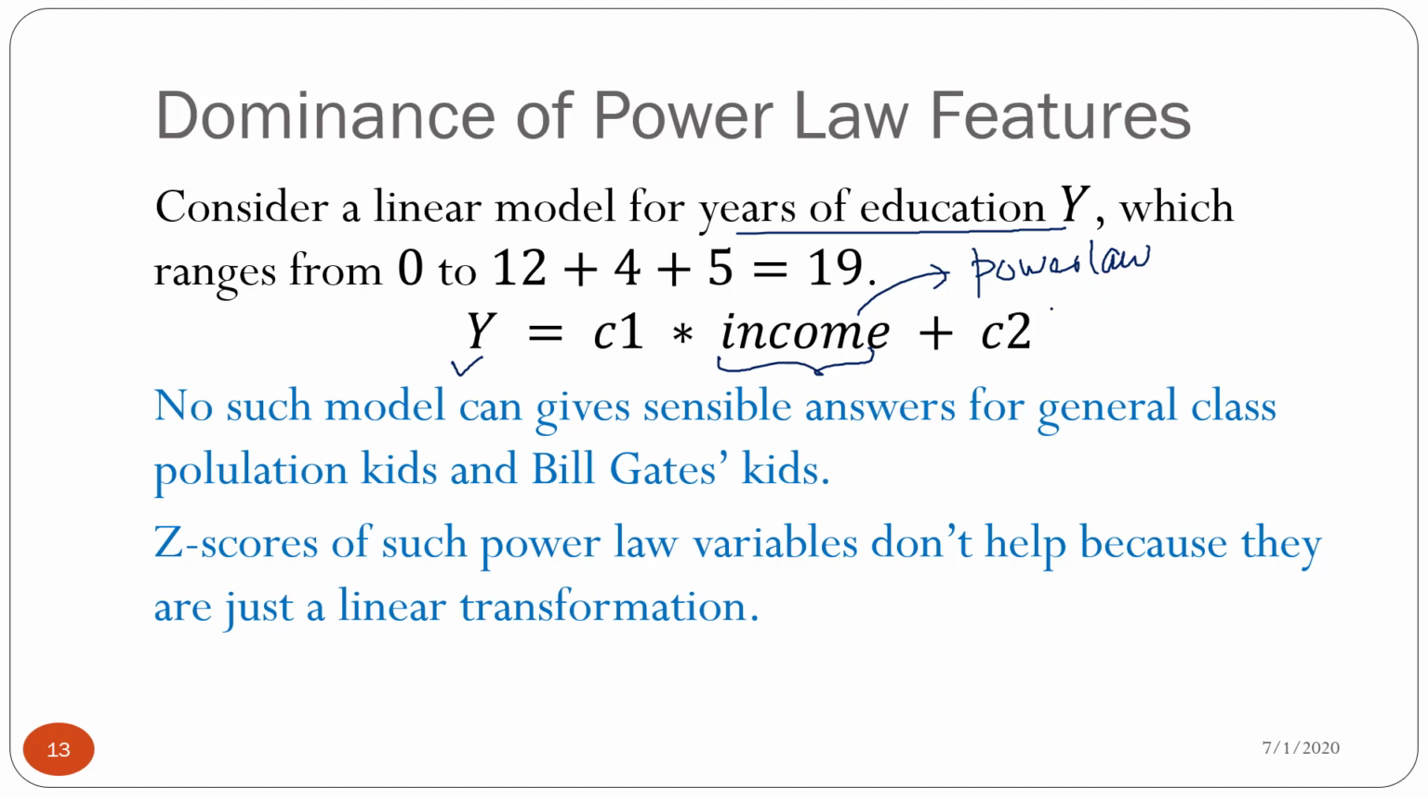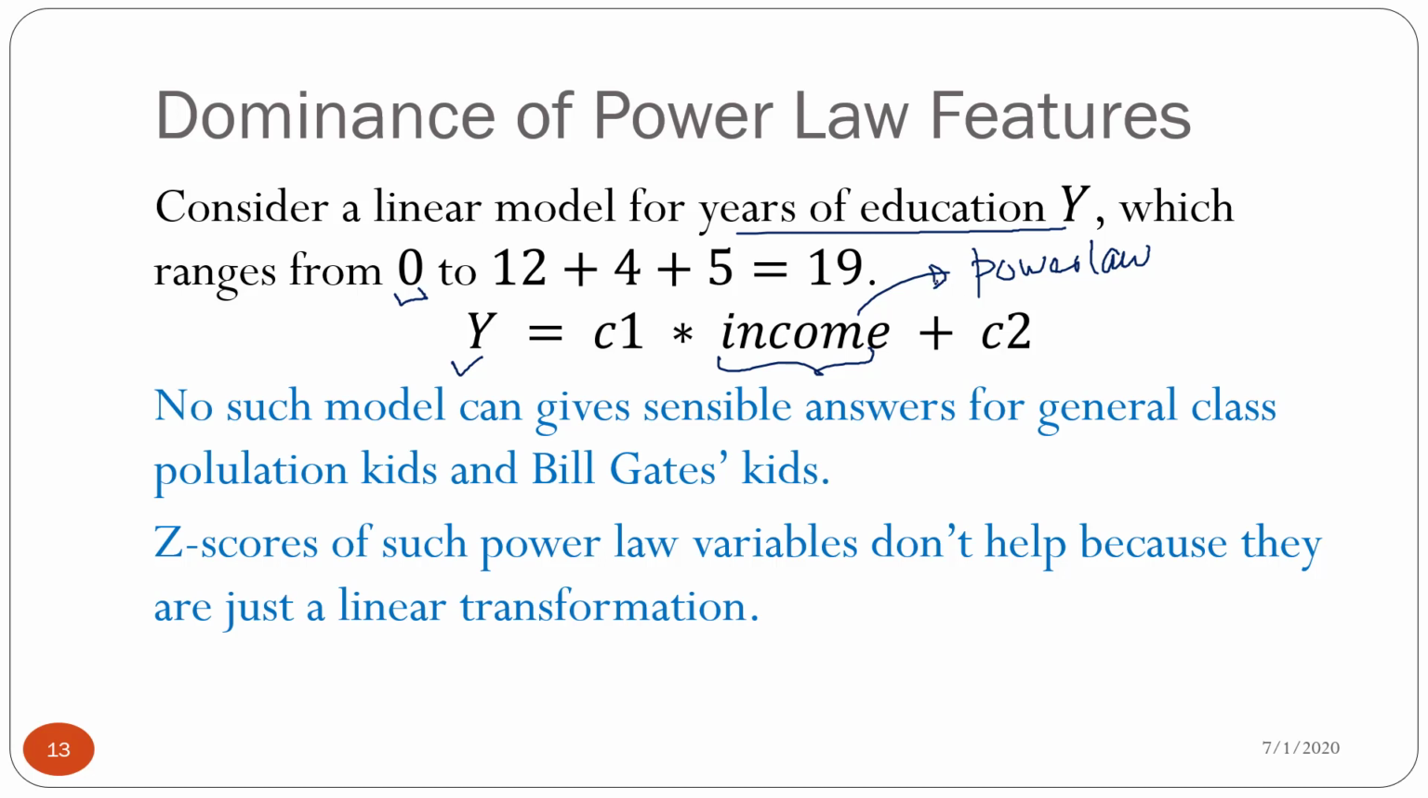Okay, and power law is not good news in modeling. Whenever we encounter power law, we need to somehow take care of that variable before we plug it into any normal machine learning algorithm. Okay, so here we have income, so income will follow the power law, but the y value that you have, which is the number of years somebody has put in education, will vary from 0, meaning that that guy did not go to school at all, then 12 years for high school, 4 years for undergrad, and probably 5 years for graduate, so 19 years.